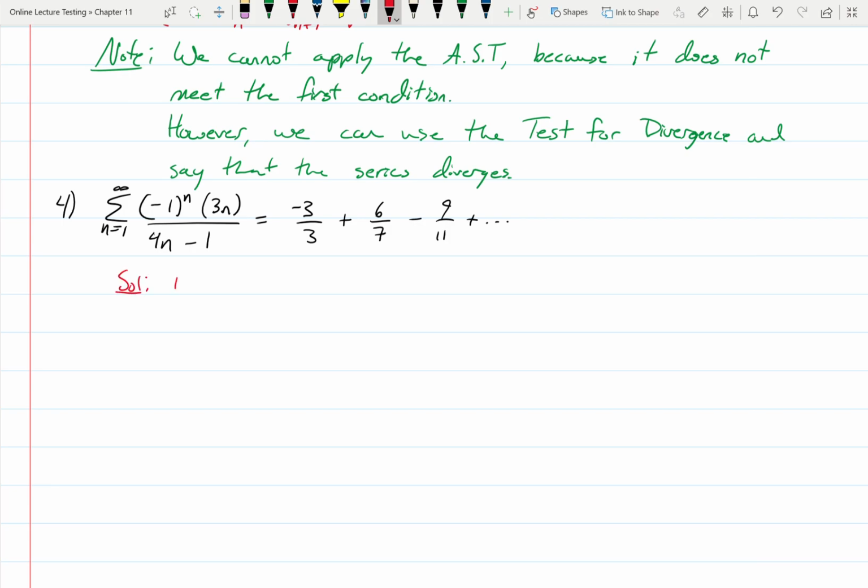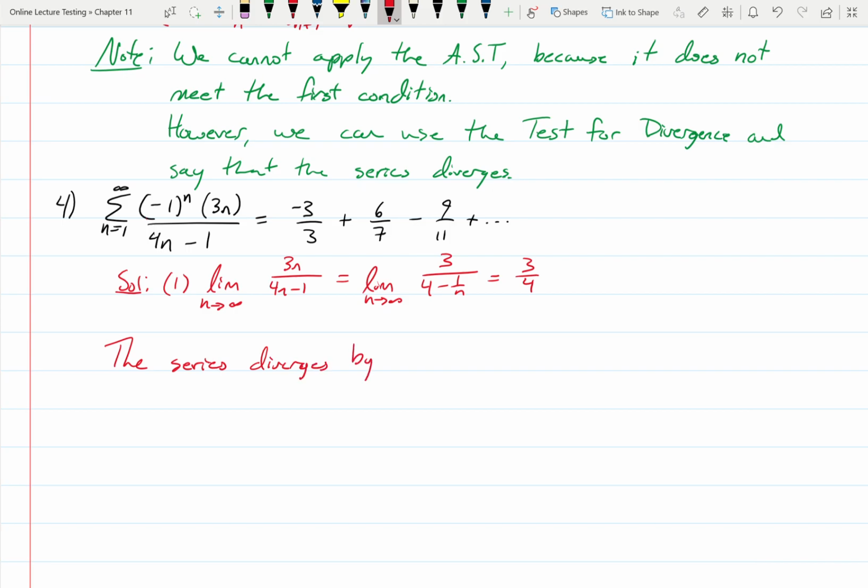All right, so we're ready. So condition 1, is this an alternating series? Yes. This (-1)^n guarantees that it's alternating because this positive piece here, 3n over 4n minus 1, is always positive. So this is its alternating signs. All right, so the limit as n approaches infinity of 3n over 4n minus 1, well, this is equal to the limit as n approaches infinity of 3 over 4 minus 1 over n, which is equal to 3/4. All right, this fails the alternating series test. However, the series diverges by the test for divergence.